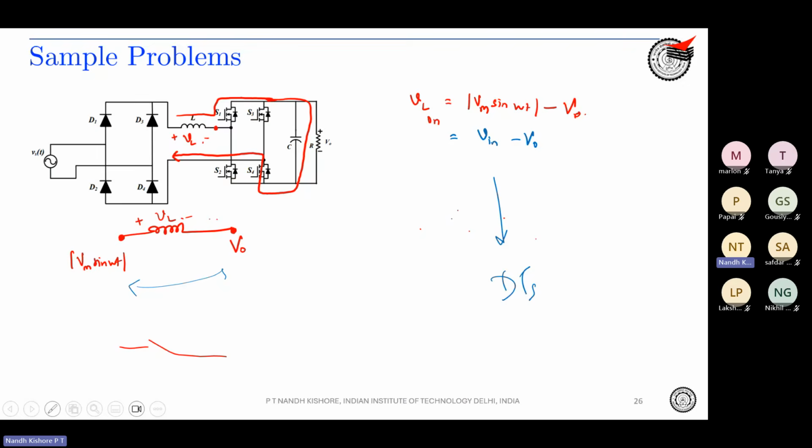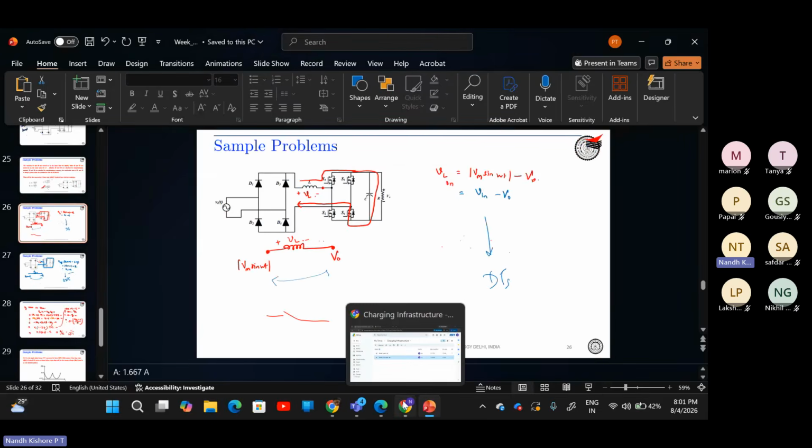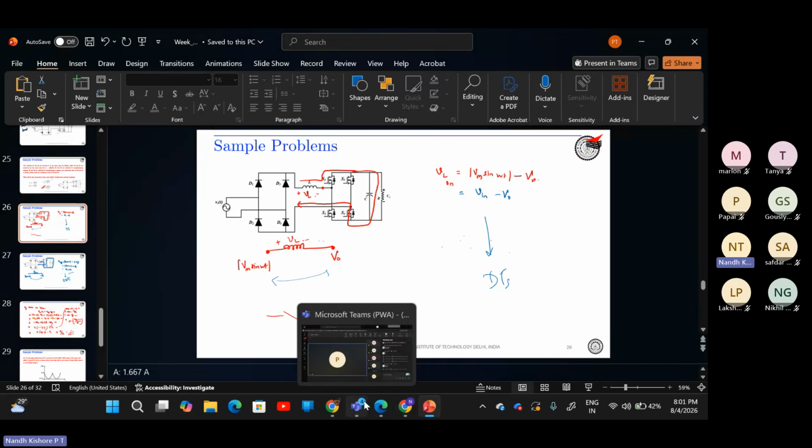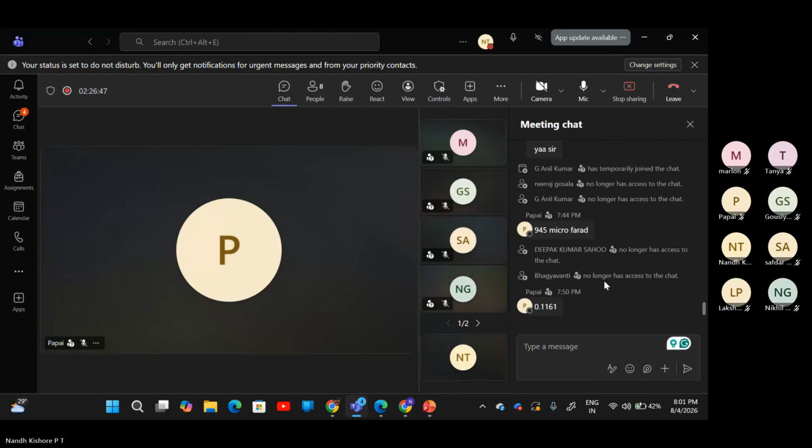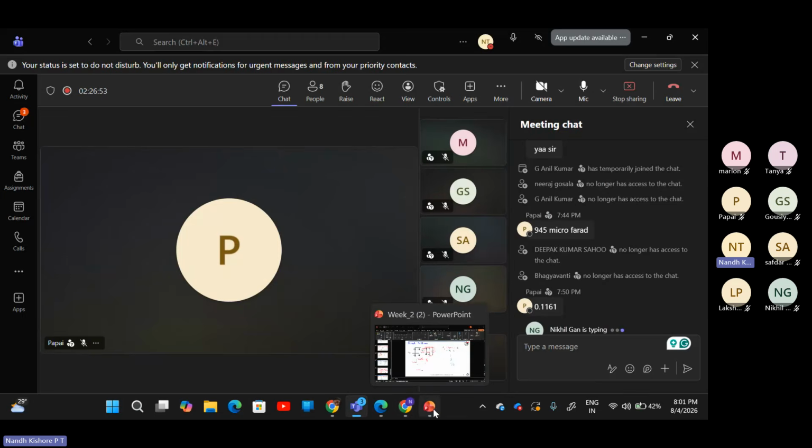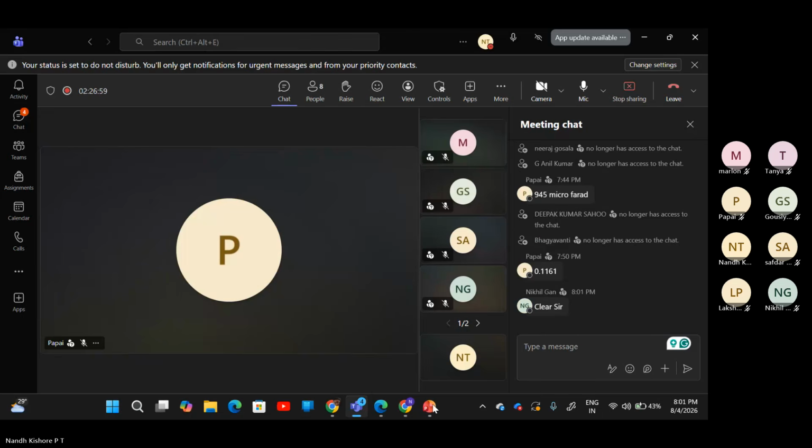Okay. So is this question clear to all of you? All other numerical problems are just formula application based, but this one, I hope this question is clear. Just apply the inductor flux balance principle. Okay, great.